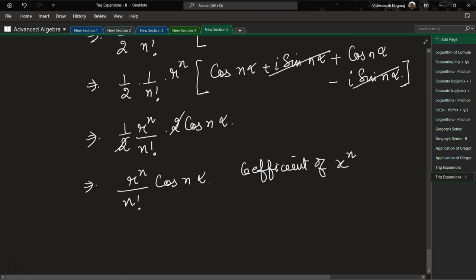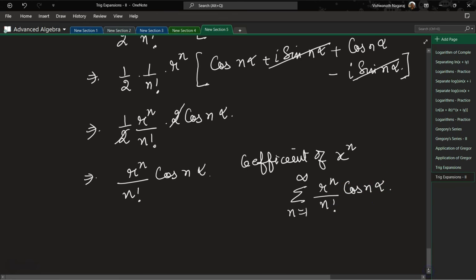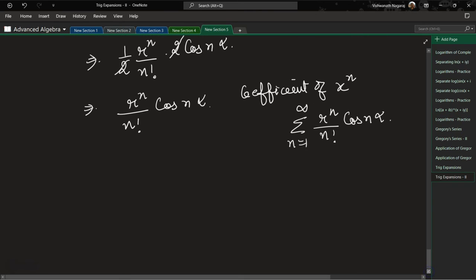Okay, can we leave it as it is, as the nth term? We could write it using the summation form. We can say summation of n equal to 1 to infinity of r to the power of n by n factorial cos n alpha. But the problem is alpha doesn't appear in our e to the power of ax cos bx. So everything should be in terms of a and b. Which means we need to substitute r with something to do with a and b, and we have to write alpha in terms of a and b.